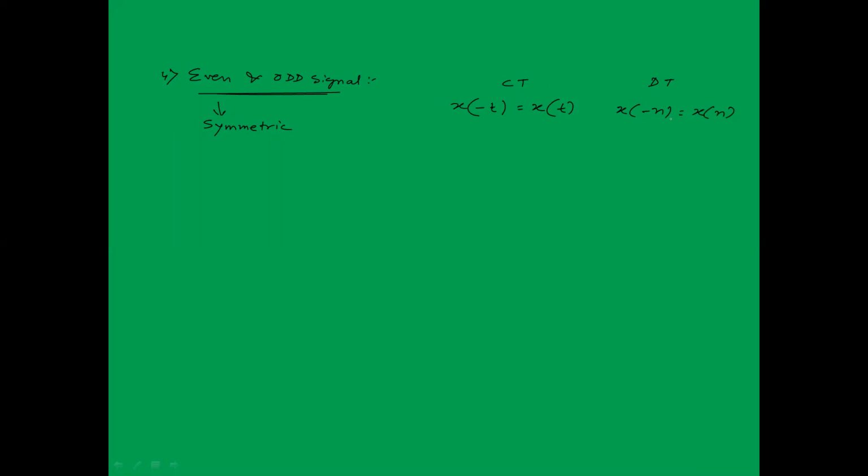Okay, now let's take an example: x of t equals cos t plus sin t cos t plus sin t. I have to find out the even component and odd component of the signal. Let us say cos t equals x1(t), sin t cos t is x2(t), and sin t is x3(t). I have to find out which component is symmetric and which is non-symmetric.